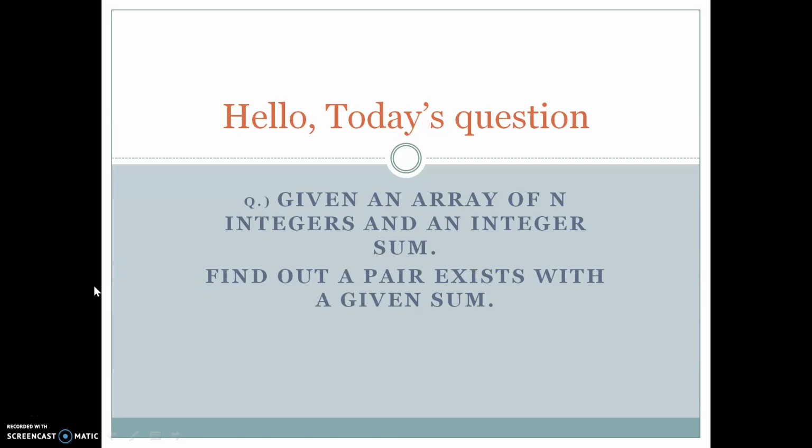Today we are going for a problem in which we are given an array of n integers and an integer sum. We have to find out a pair, if it exists, such that the sum of the two numbers of a pair is equal to the given sum. Okay, so let's first understand the question with an example.